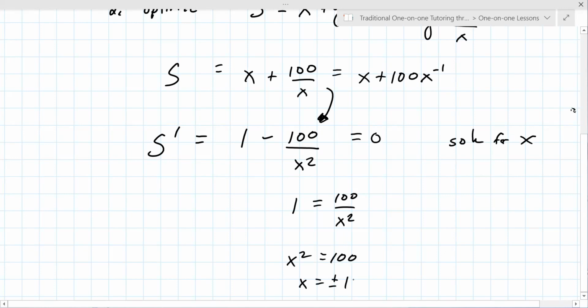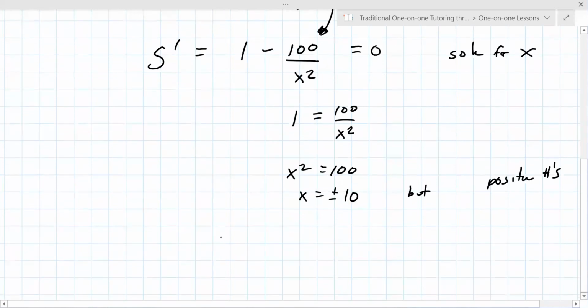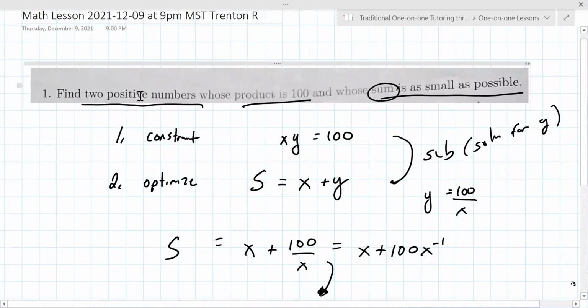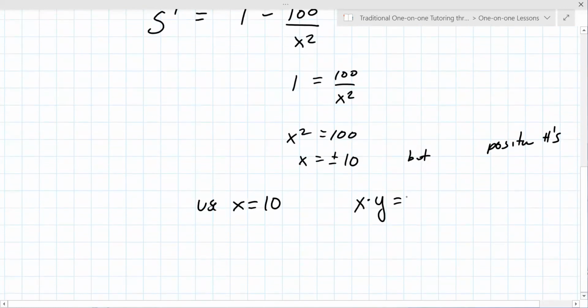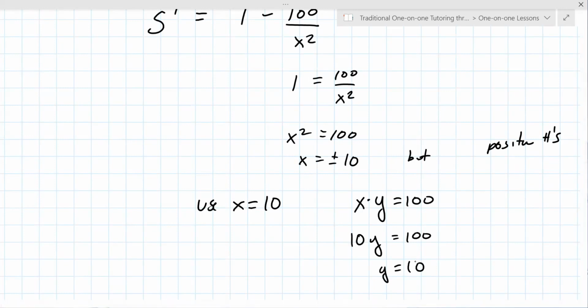So x equals plus or minus 10, but it said two positive numbers. So we want to use x equals 10. But we need the other number because we're looking for the two numbers. Well, we need to find y. So if x is 10 and x times y equals 100, 10 times y equals 100, y equals 10. So there's your answer.